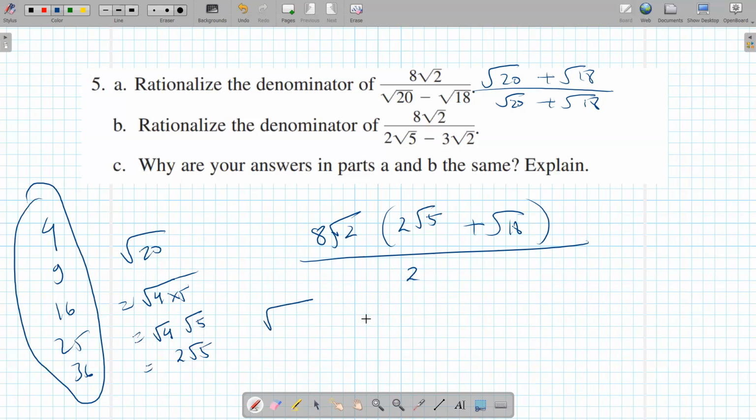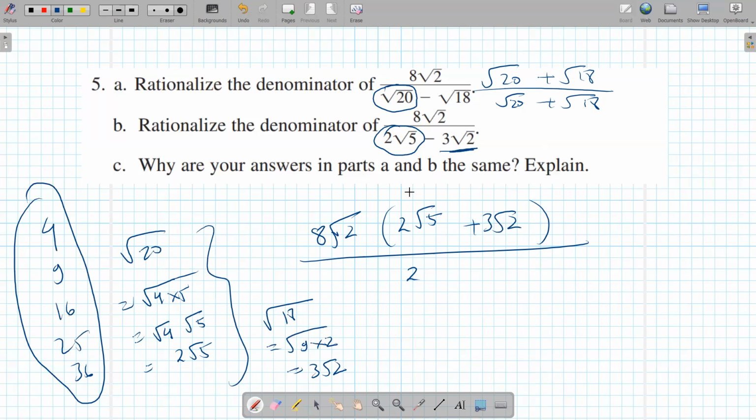9, right? So root 18, you can rewrite this as 9 times 2. And then again, you split this apart, you're going to get 3 root 2. So root 18 is the same thing as 3 root 2, okay? Like that. So that's the answer to part C. It says, why are the answers in part A and B the same? Because they're the same terms. Root 20 is 2 root 5, as shown here. Same thing with root 18 and 3 root 2, shown here.